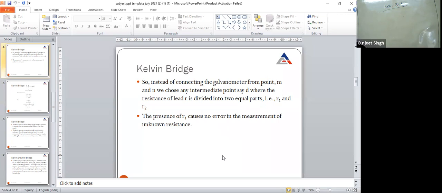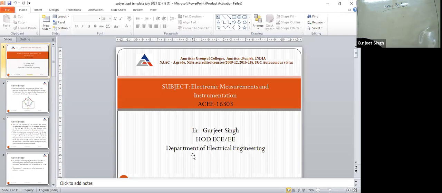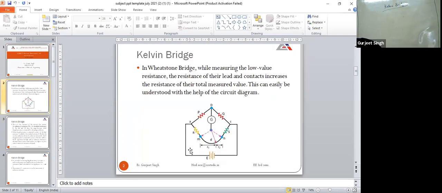Means we have to measure the small value resistance, and we will not connect this R1. We will not connect the galvanometer to the point M or to the point N. We will choose the intermediate point, that is the point D, and the resistances R1 and R2 from the point M to D, or D to N, do not affect the unknown resistance.